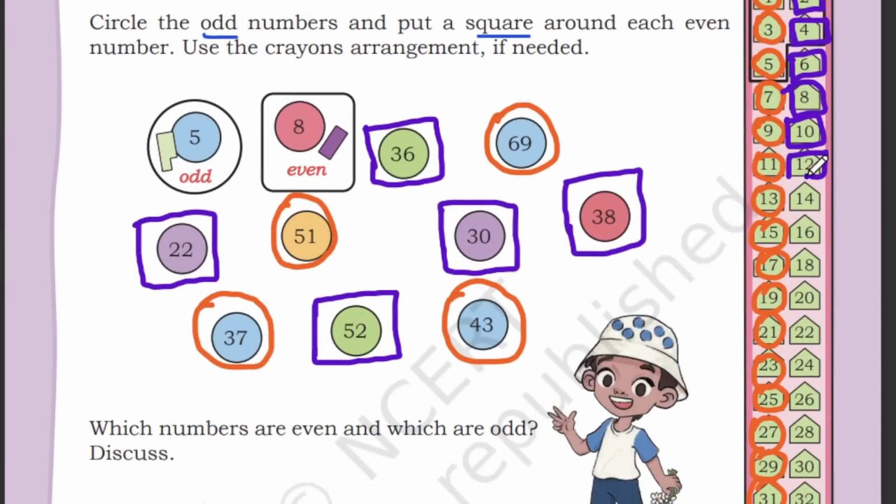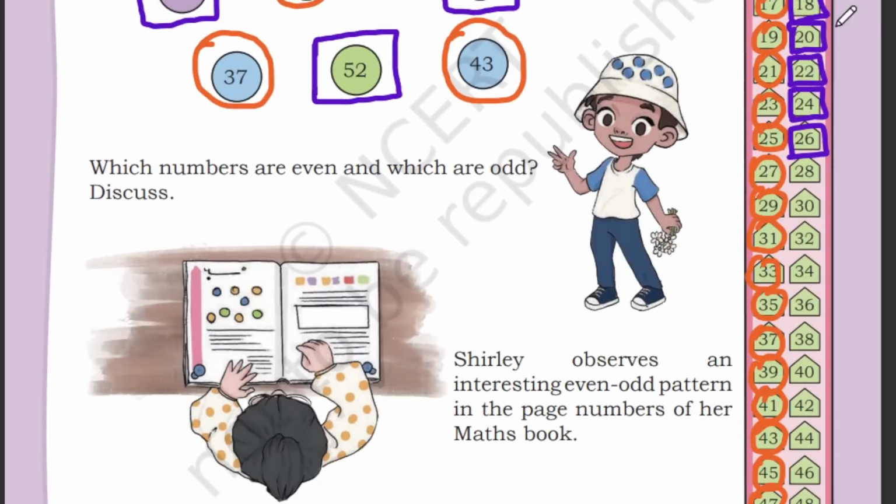So 12, 14, 16, 18, 20, 22, 24, 26, 28, 30, 32, 34, 36, 38, 40, 42, 44, 46, 48, 50.